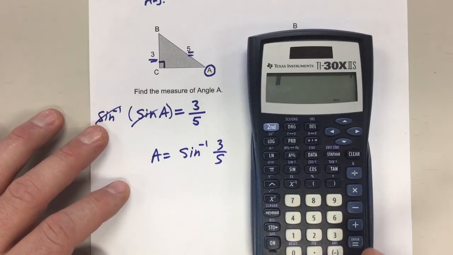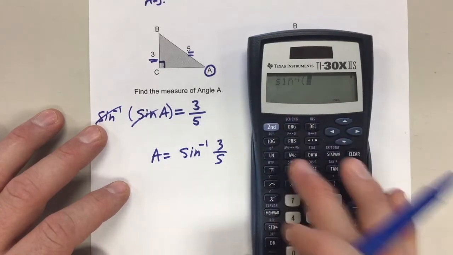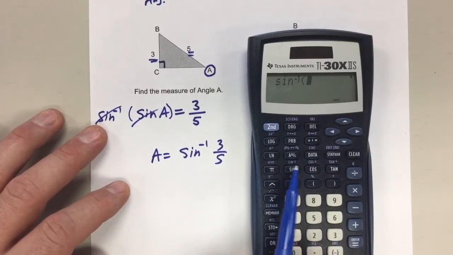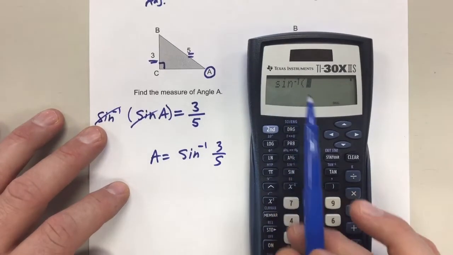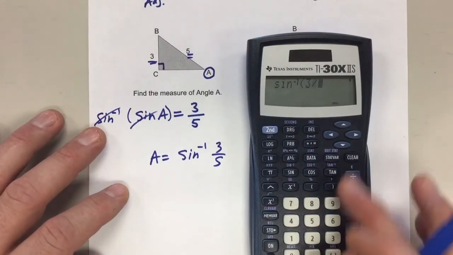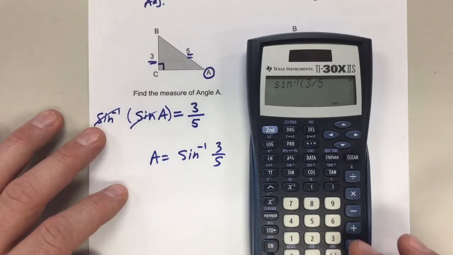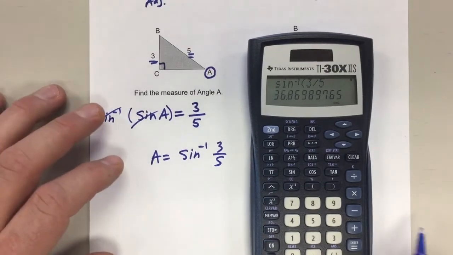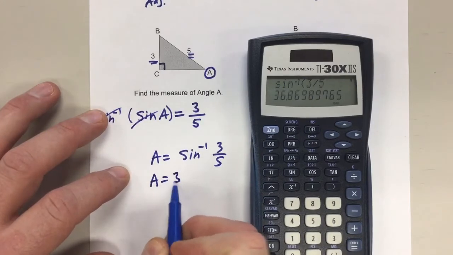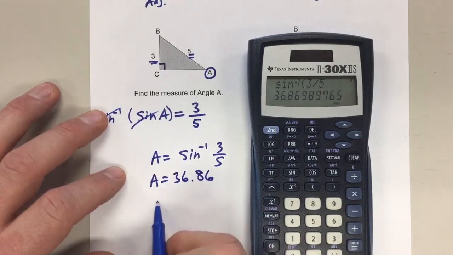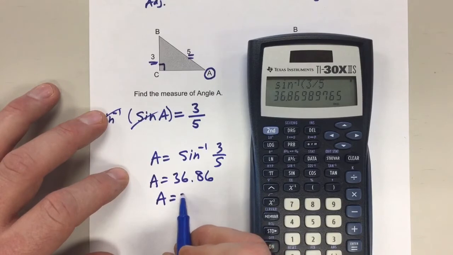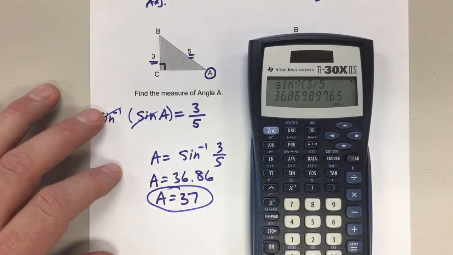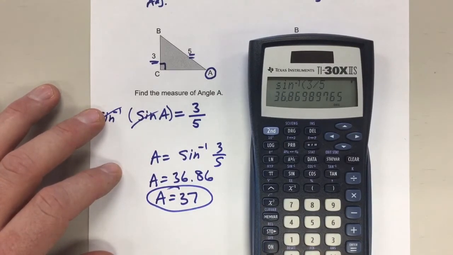So what I would do is type in inverse sine. To get that sine -1, I have to hit second, sine. Then you see it comes up on the calculator. And then type in 3/5, 3 divided by 5, and then hit enter. And the answer I get, the 36.86, that is the angle. For our purposes, we're going to round to the nearest degree. So we would say that A was 37, just for simplicity reasons.